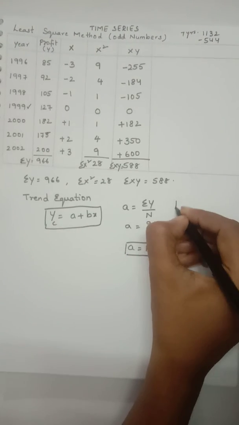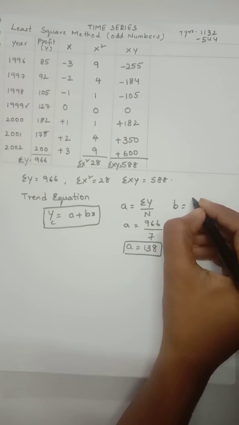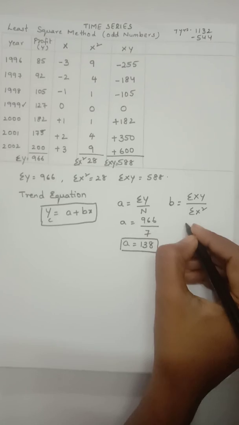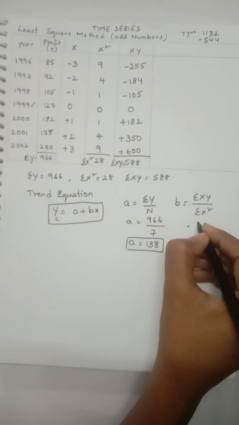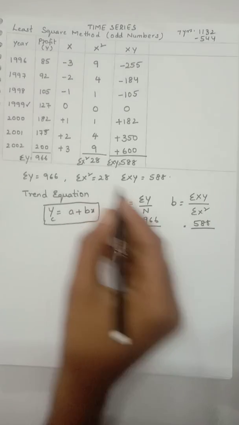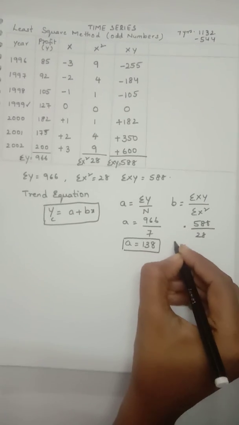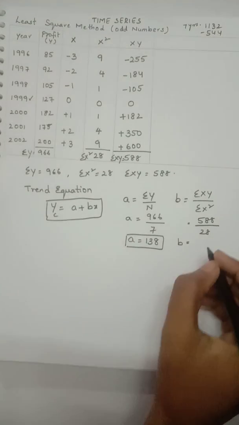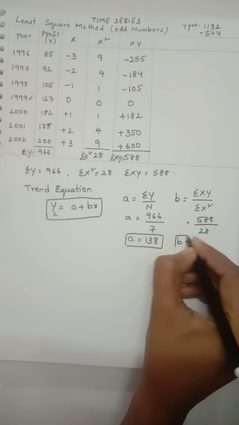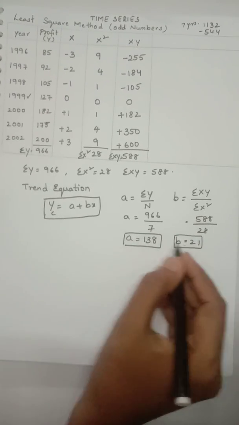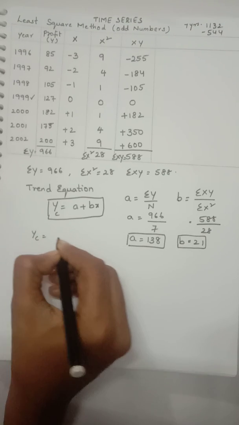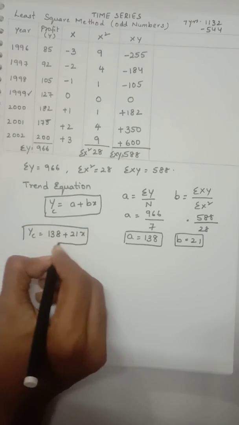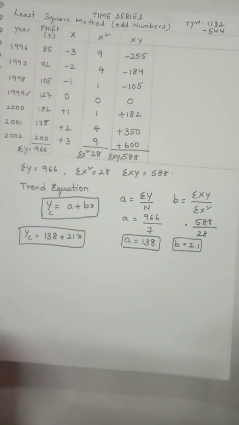Next, the B value. The B formula is summation xy divided by summation x square. So summation xy is 588 and summation x square is 28. How much will we get for B? 588 divided by 28 is 21, so 21 is your B value. We got the A value and the B value. Substitute these values in the equation: yc is equal to 138 plus 21x. So we got a trend equation for this problem.